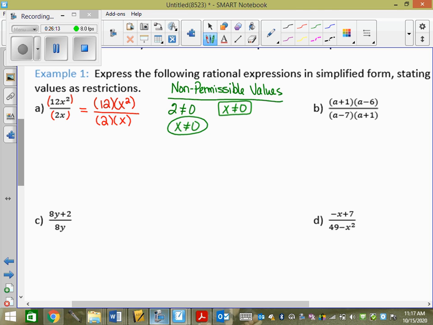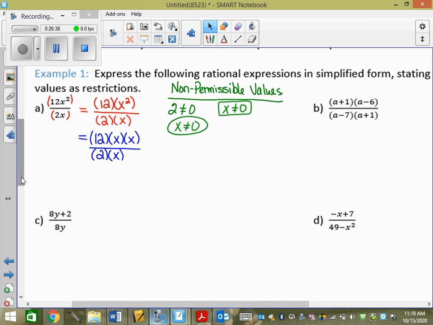Do I care what the numerator has for my non-permissible values? Nope. Okay. Now I can go to my brackets, and if they are monomials, which means they don't have plus or minus signs, I can expand it. I'm going to expand it so you don't mess these up. So I could rewrite this as 12 times x, couldn't I? Over 2 times x. Because x squared is just x times x.